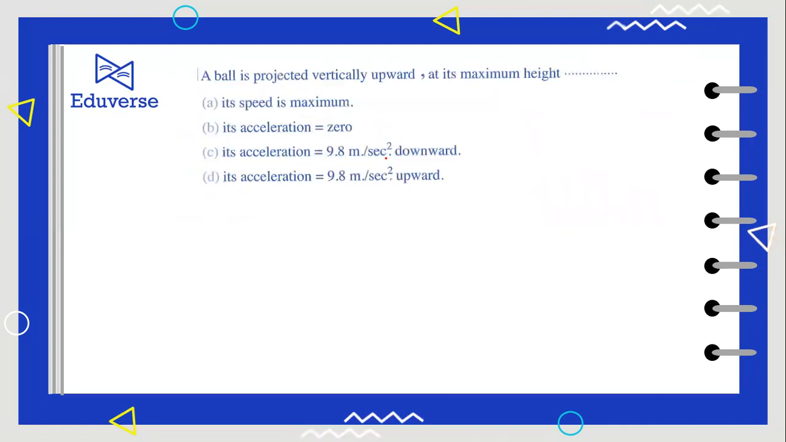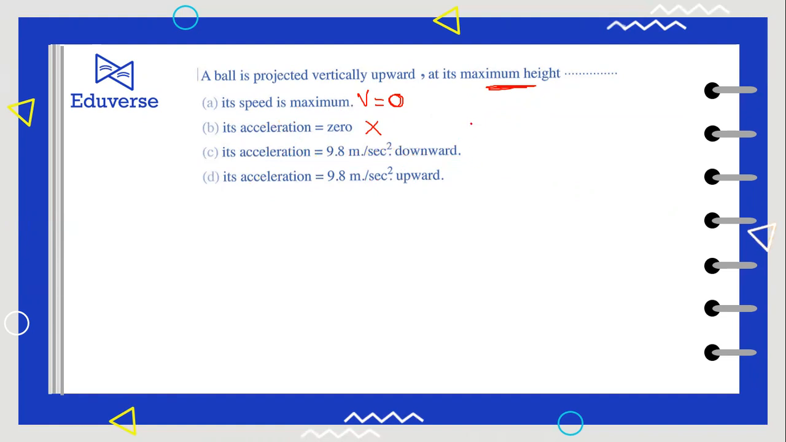Next one, a ball is projected vertically upward. At its maximum height, what is right here? Is speed maximum? No, speed is vanished at maximum height. Acceleration is 0, or acceleration equals 9.8 meters per second square downward, or upward. Firstly, acceleration is not equal to 0. Velocity equals 0, yes, but acceleration is not equal to 0 here. Acceleration will be 9.8 meters per second square downward.